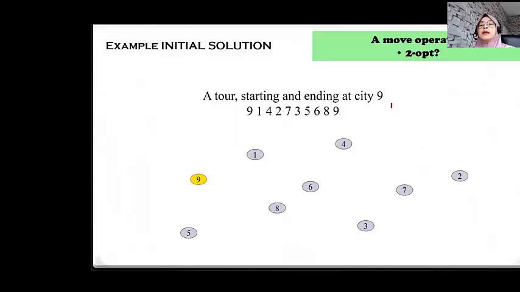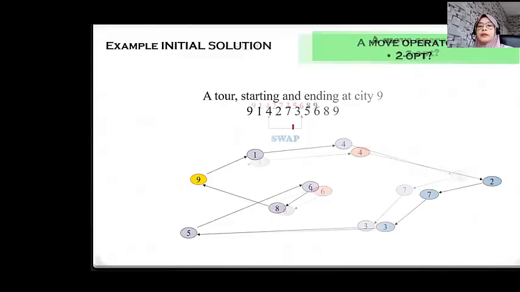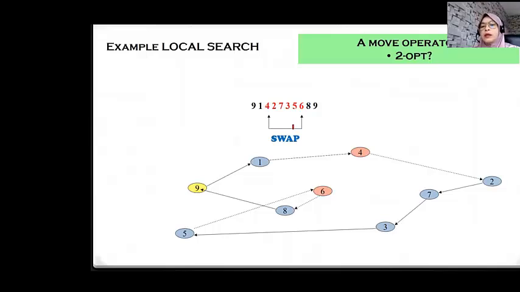Let's see an example of a move operator, 2-opt. This is a TSP example, a tour starting and ending at city number 9. So we start with city number 9, then next is city 1, followed by 4, 2, 7, and so forth, until we visit all the cities and go back to the start. This is the initial tour. Then we apply a 2-opt operator. Let's say we randomly choose 4 and 6. We just swap these two positions.